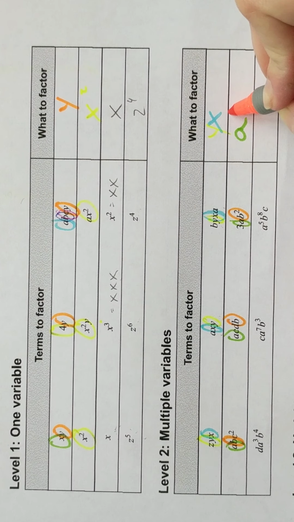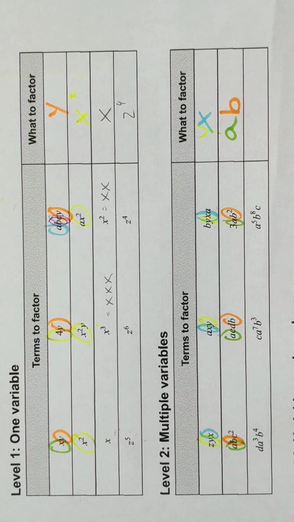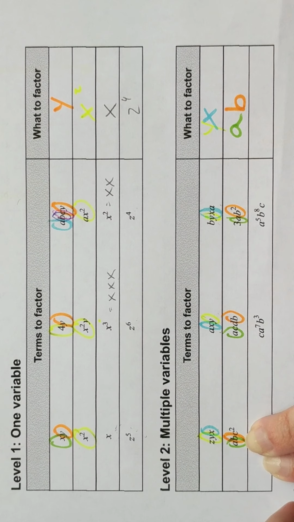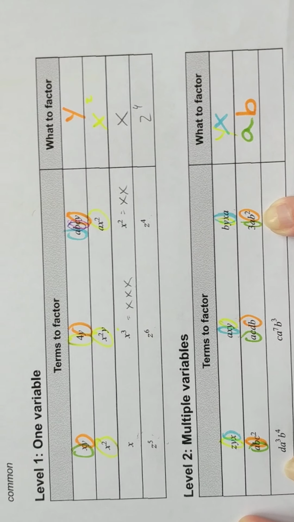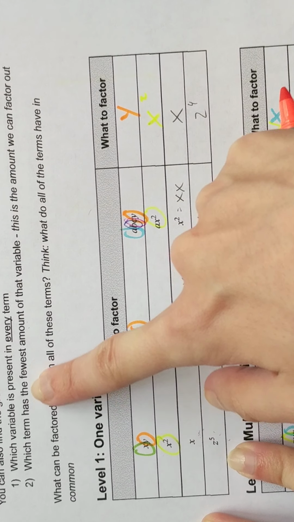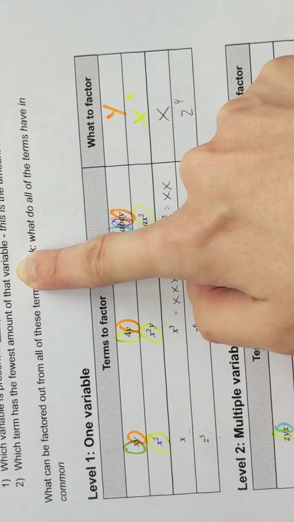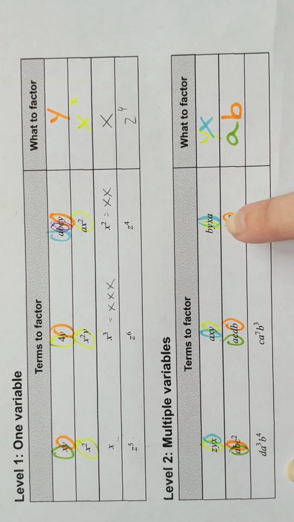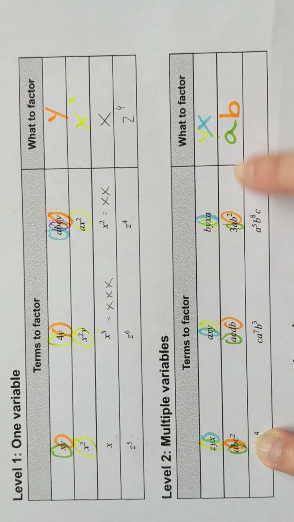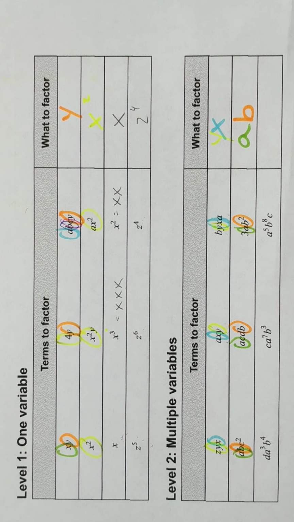So we can factor out a B, and we also need to ask ourselves how many B's can we factor out? I have one B, and two B's. So if you remember step number 2, which term has the fewest amount, I need to look at the fewest amount of B's, and in that case that is 1B. The smallest amount is 1B, so I'm just going to leave B there.